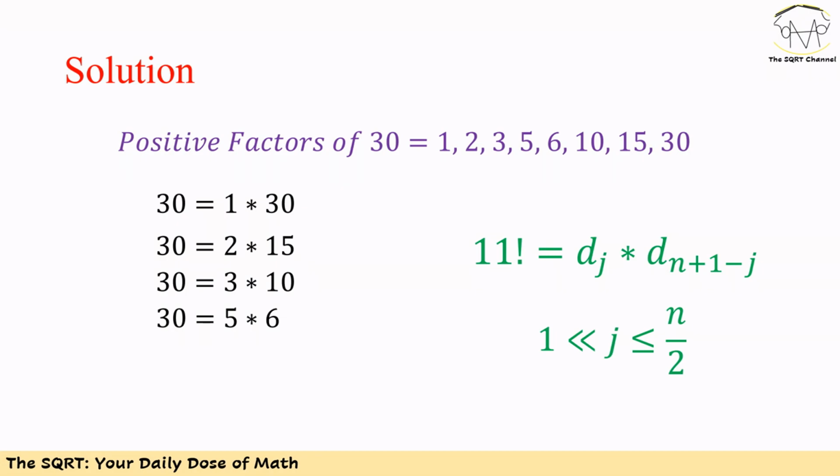Now we are going to use a new notation here. We write 11 factorial as the product of two factors. The first one is dj, and the second one is d(n plus 1 minus j). Here j is in the range of 1 and n over 2, including those numbers. For example, for j equal to 1, we can write 11 factorial as d1 times dn.